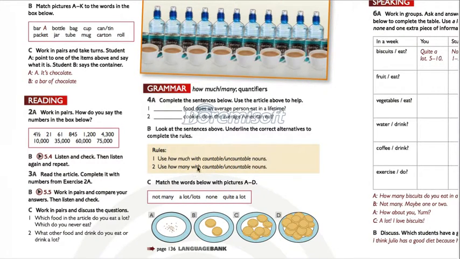And so we assume that the students are able to think about the sentence, to think about the context, and therefore complete the grammar rules, which is that how much is used with uncountable nouns and how many is used with countable nouns.